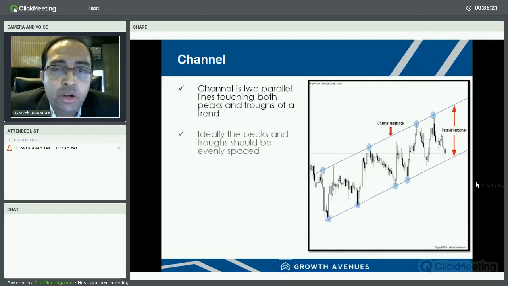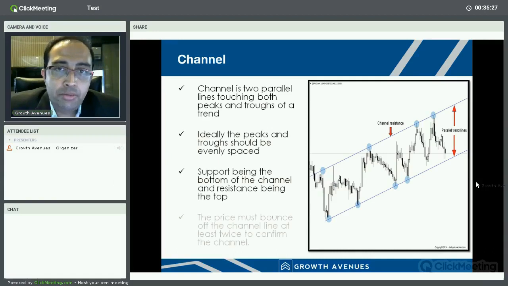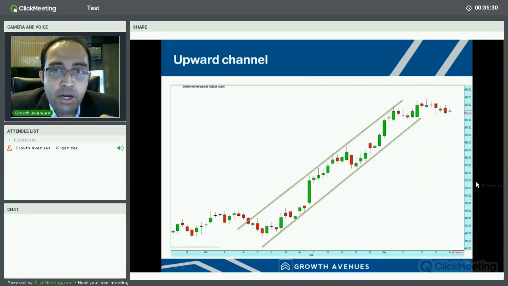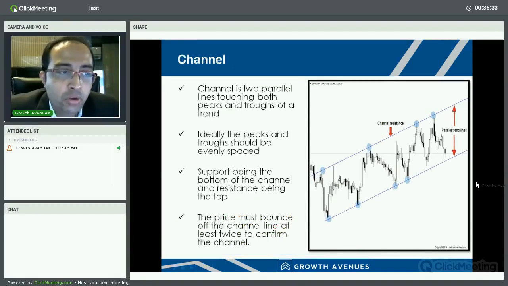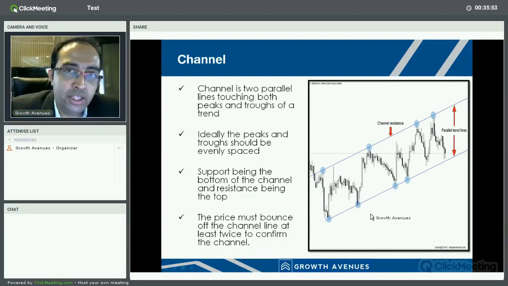So channels are basically two parallel lines which are combined, one line touches the respective highs and the other line touches the respective lows. So if you can see from the chart, the line which is connecting the highs acts as a resistance, the line which is connecting the lows acts as a support, and the prices continue to recoil, touching the high and the low, and this continuous oscillation is acting like a channel. So you can see here these two lines act as a channel. They are two parallel lines basically, and the prices continue to revolve or oscillate between these two lines.